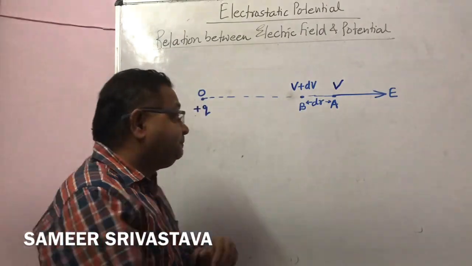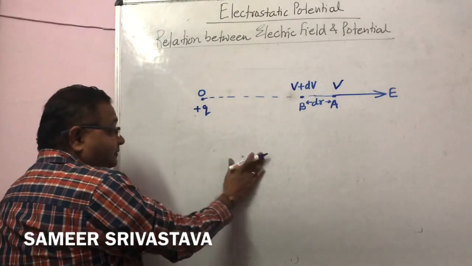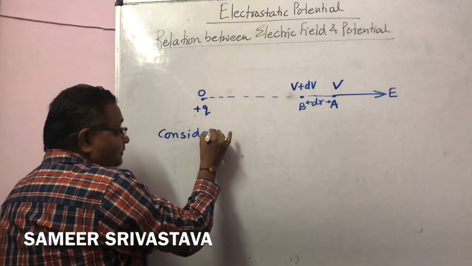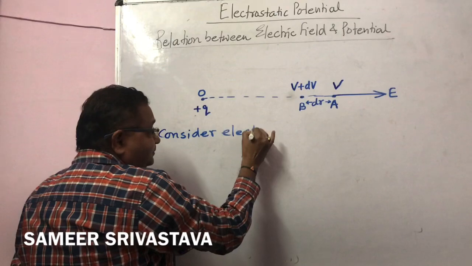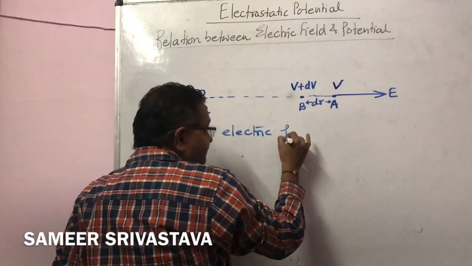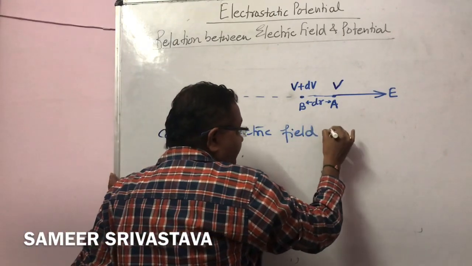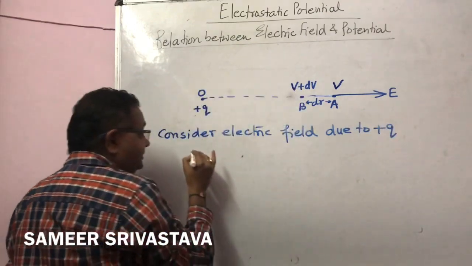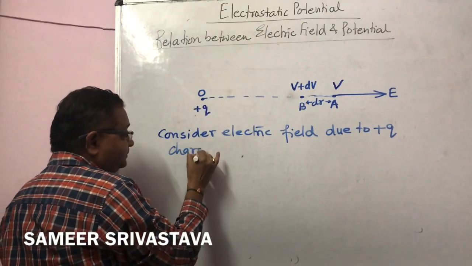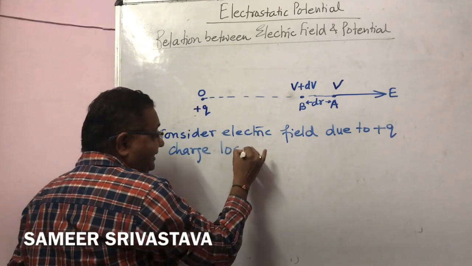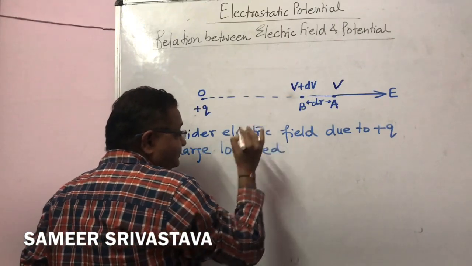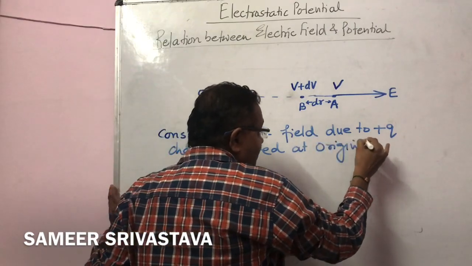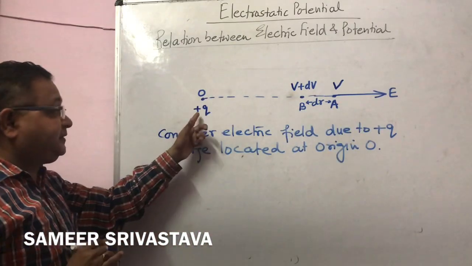Now here, what we consider: the electric field due to plus Q charge located at origin O. Okay, this is our first assumption.